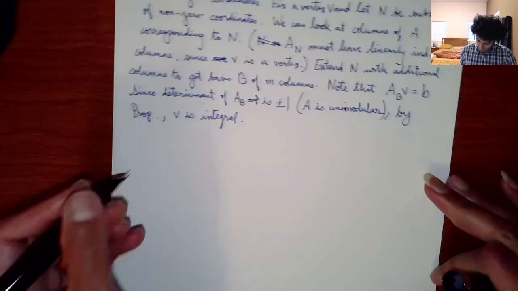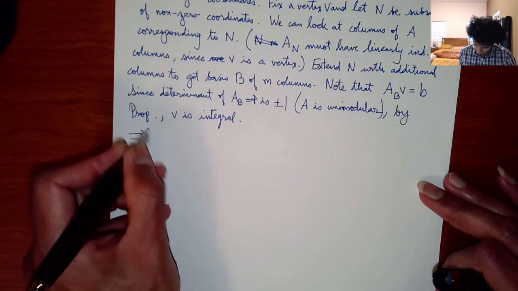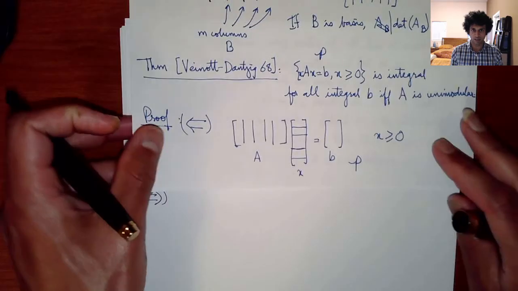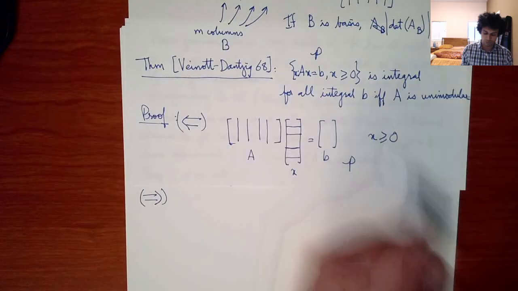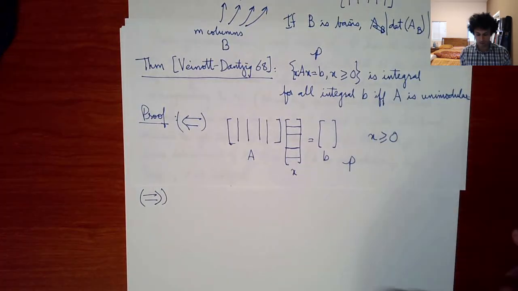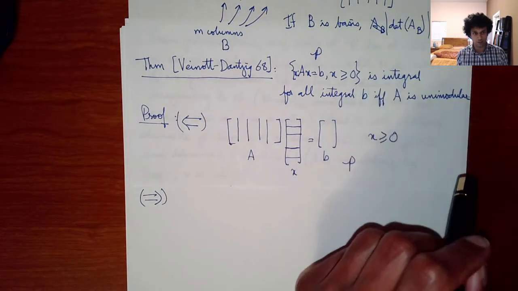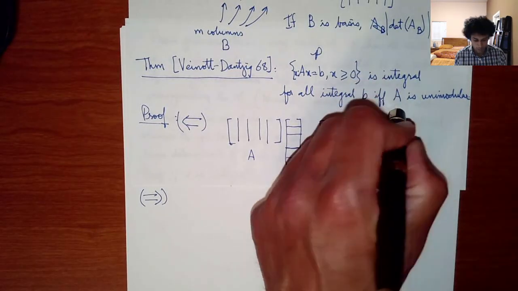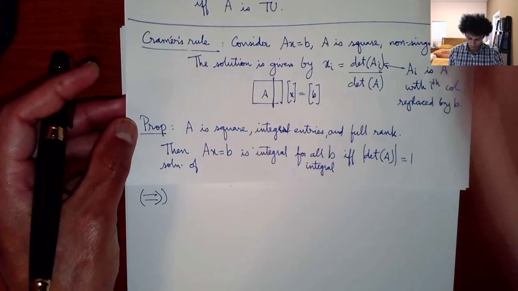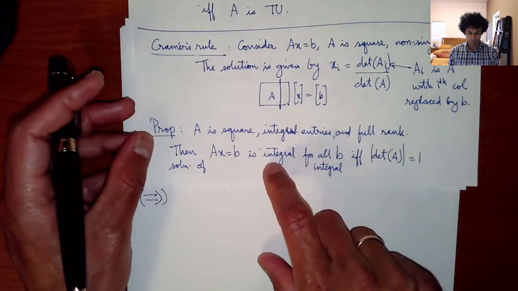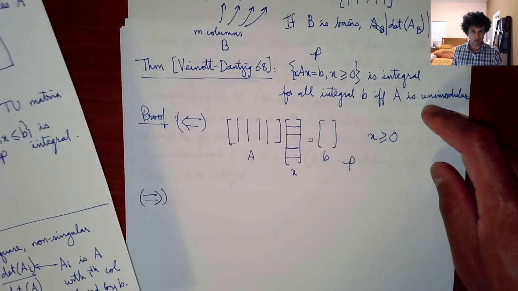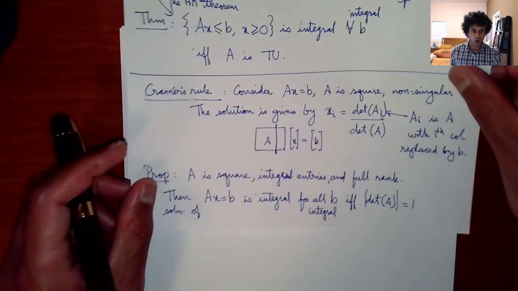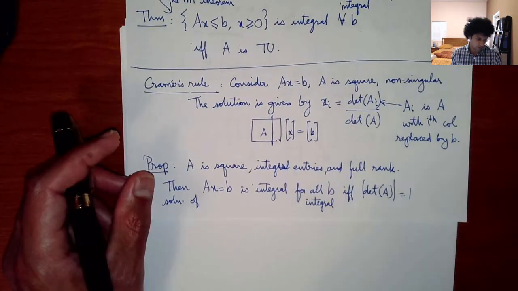So now let's prove the other side. What is the other side? Now we need to say that if Ax equal to B, x non-negative, is integral for all integral B, we have to prove that A is unimodular. How are we going to show that A is unimodular? We will use this theorem here. To prove that A is unimodular, we need to prove that essentially all submatrices, so we choose any basis.